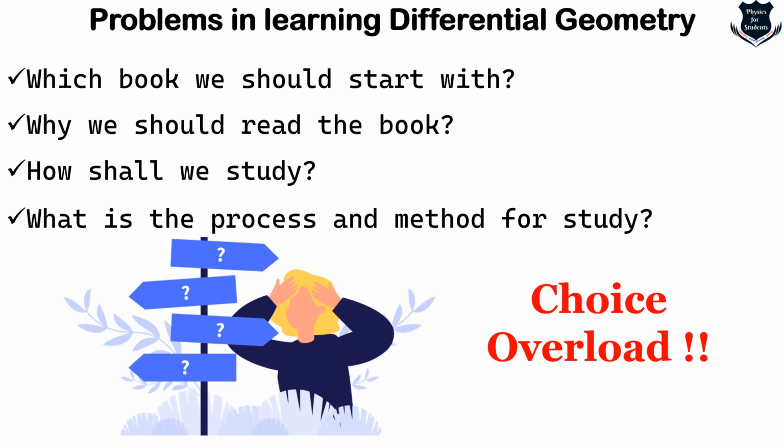Not only differential geometry, the same goes with general relativity, quantum mechanics, complex analysis, various things. So if you get too many choices, too many books, too many blogs, too many YouTube videos, you really get confused and you really don't know which book to read, what the approach is and how to do that. So this choice overload is something which creates a problem for students, and that is the purpose of the video, that is, how we will select the right book and come to a comprehensive result.